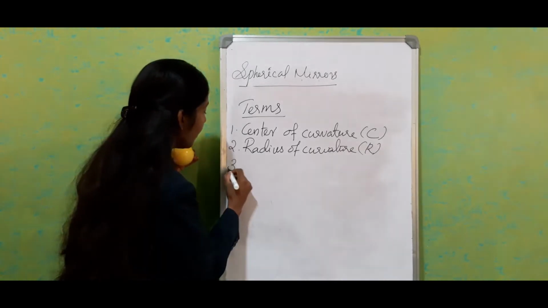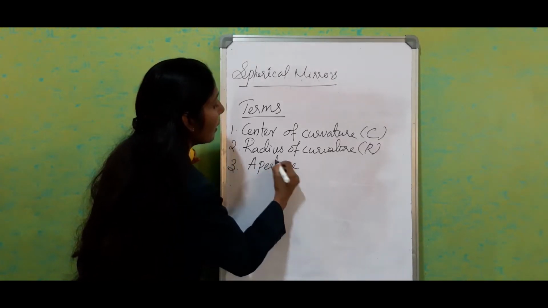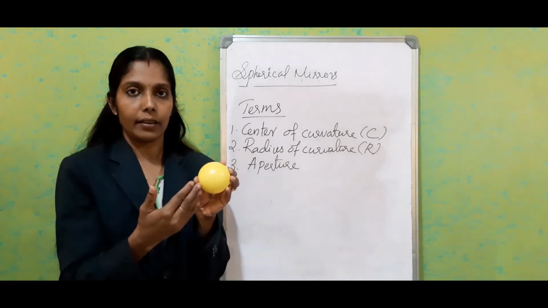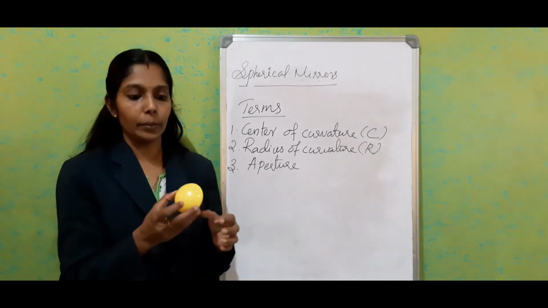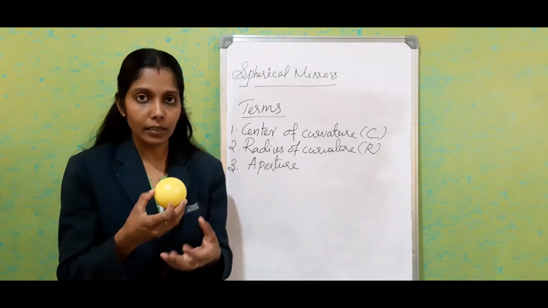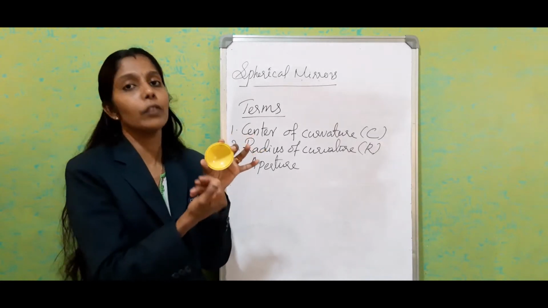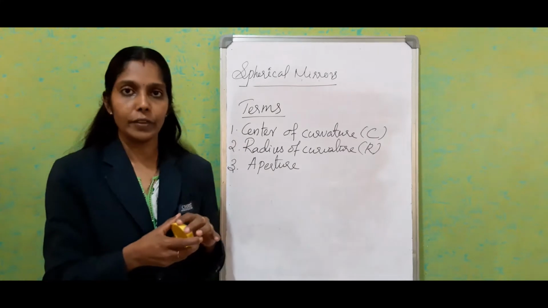And our third one is aperture. Aperture of the mirror means, if we consider this reflecting part, the entire reflecting part is called the aperture of the mirror. For convex mirrors, it is the outward part, and for concave mirrors, the inward part. The entire reflecting surface is called the aperture of the mirror.